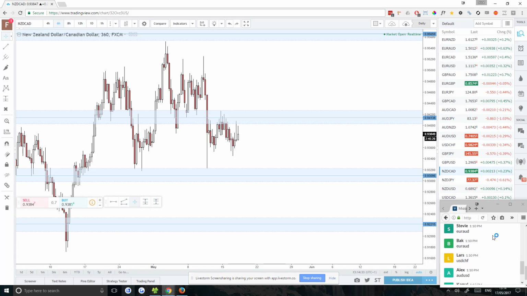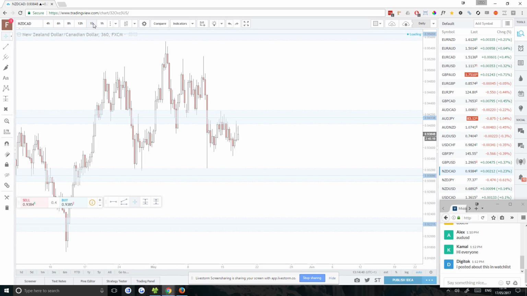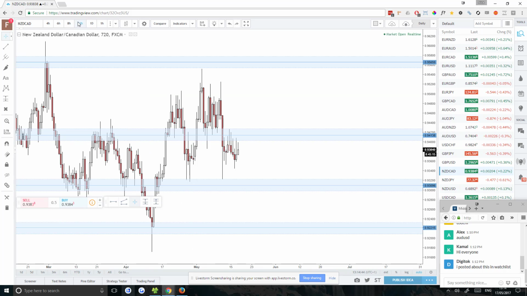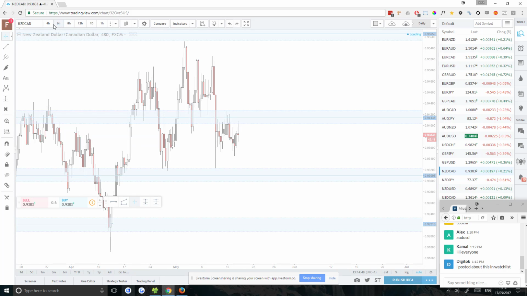New Zealand CAD. Yeah, it's just stuck below the support area. This pair is such a mess.